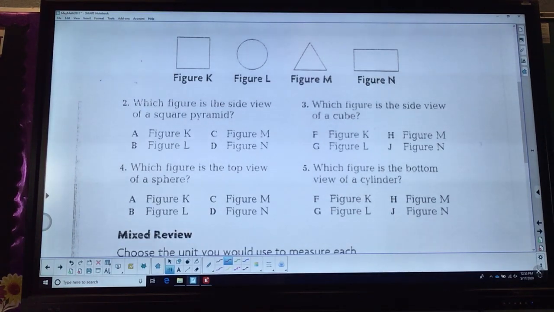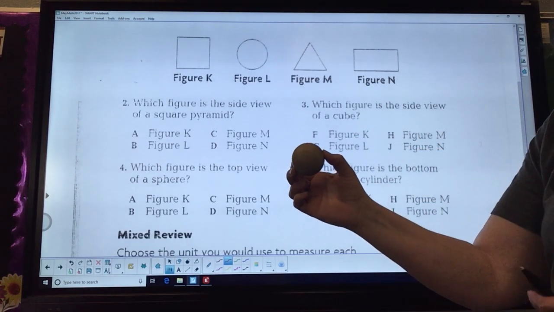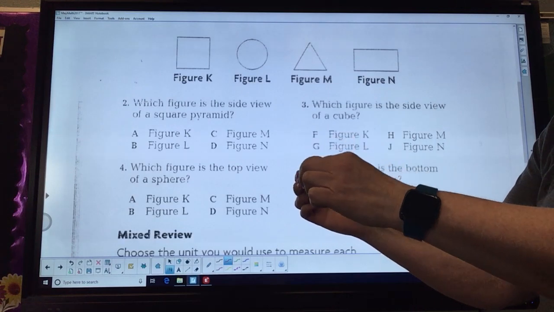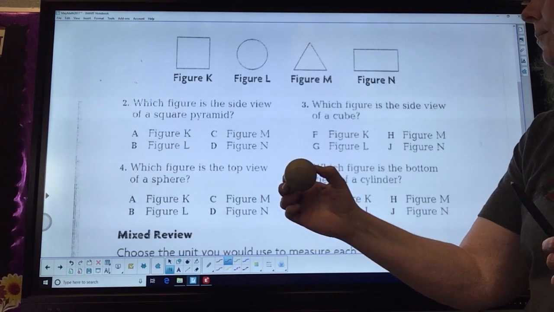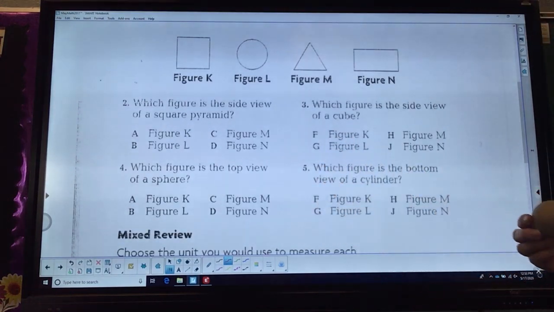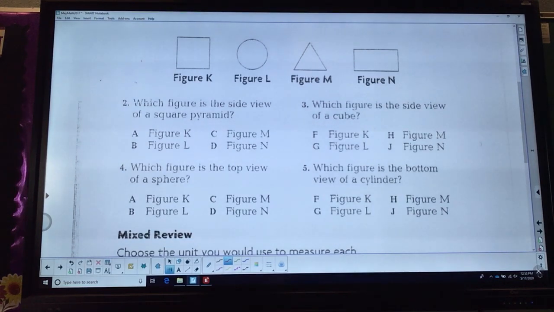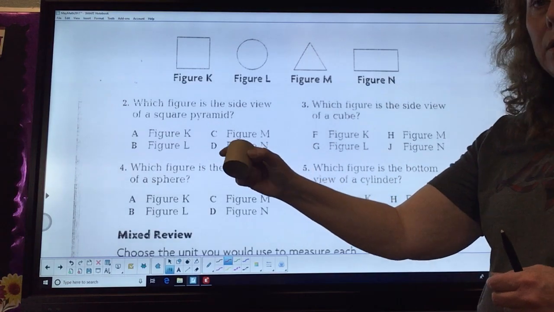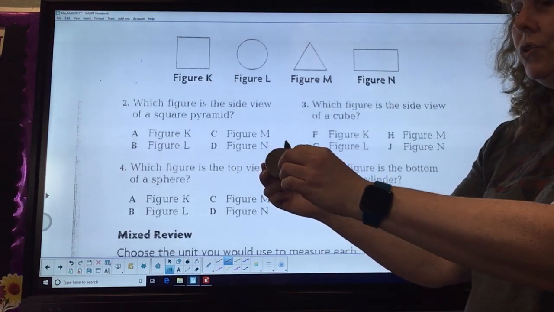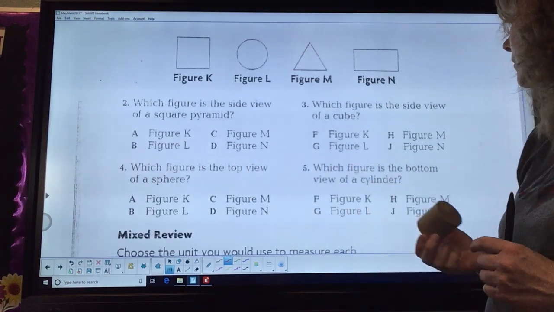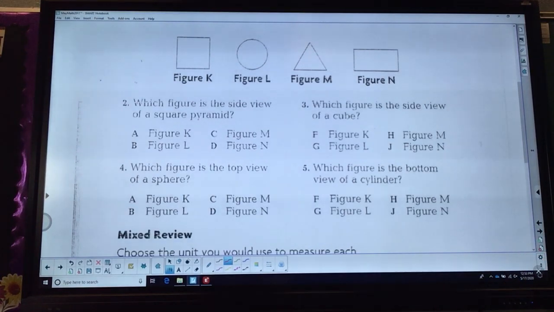Okay, number 4, which figure is the top view of a sphere? This one's kind of a trick answer if you've been paying attention. Okay, what do you see right here? Okay, mark your answer. And finally, what is the bottom view of a cylinder? Here's our cylinder. If I turn it this way, what shape do we see right here? Okay, mark your answer.